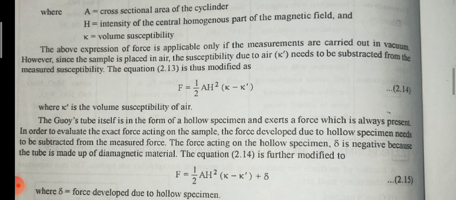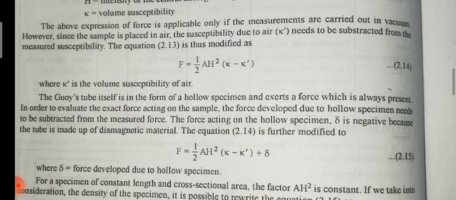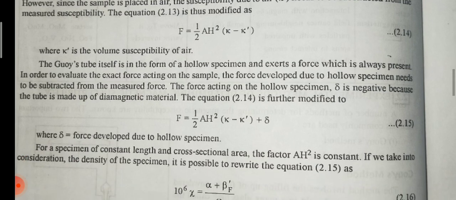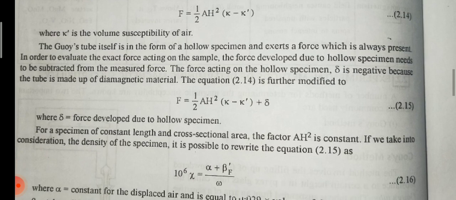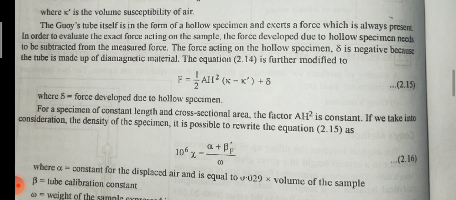The Gouy tube itself is in the form of a hollow specimen and exerts a force which is always present. In order to evaluate the exact force acting on the sample, the force developed due to the hollow specimen needs to be subtracted from the measured force. The force acting on the hollow specimen, lambda, is negative because the tube is made up of diamagnetic material, and the equation is further modified to F equals 1 upon 2 AH squared (K minus K dash) plus delta. This delta is equal to the force developed due to the hollow specimen.